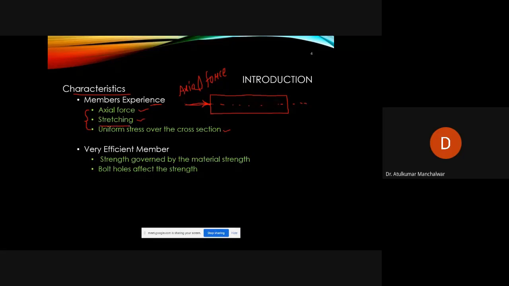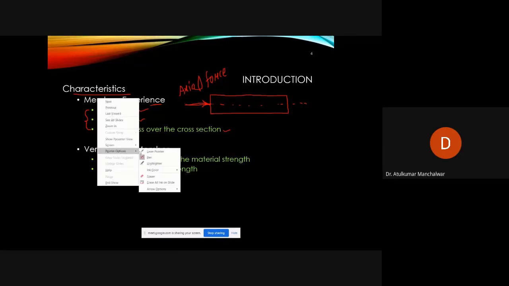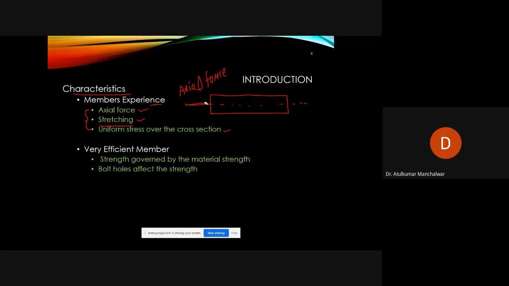stretching in nature. Stretching means what? That forces will extend the length of the member. It should not reduce the length of the member. Okay, that is the property of a tension member. Such a question may be asked in the examination. The objective question can come in any pattern. So let's see, there should not be this type of force. So the force should be stretching in nature.